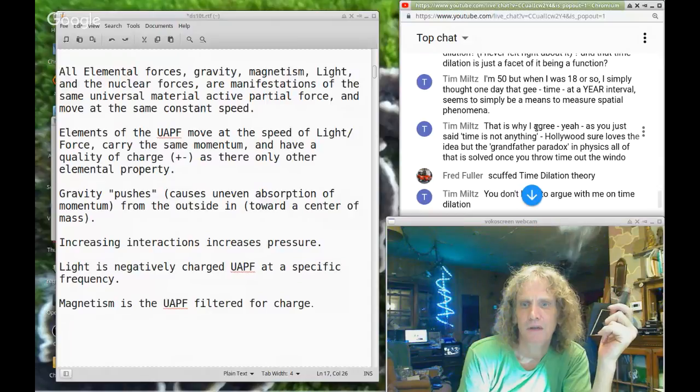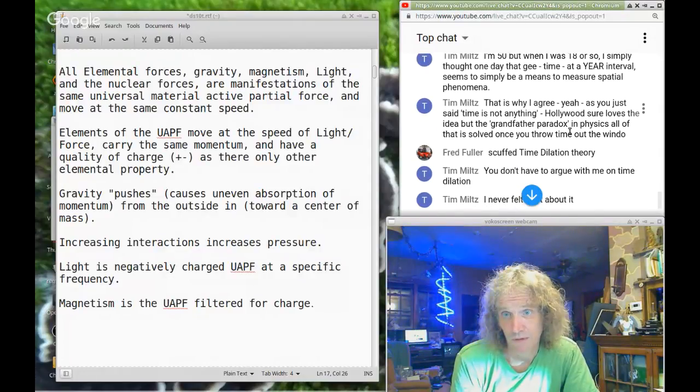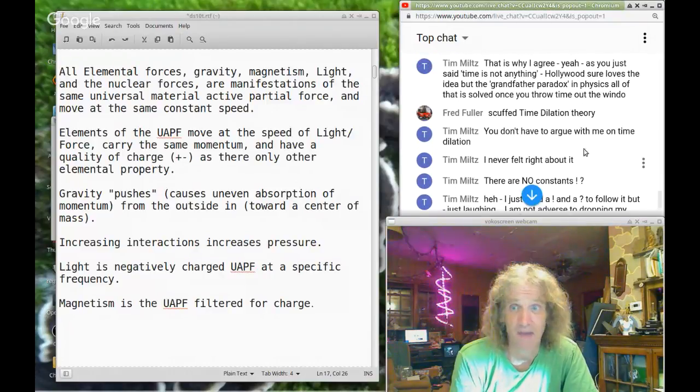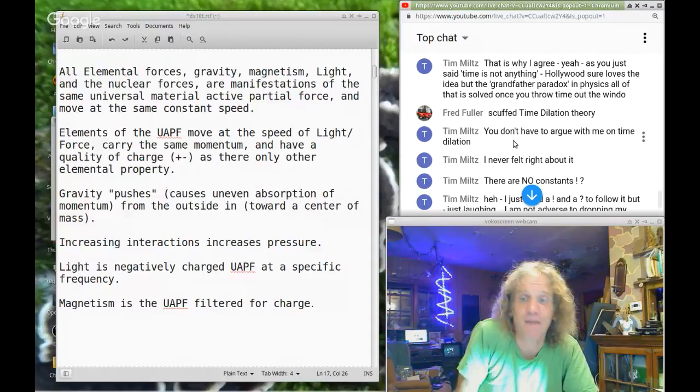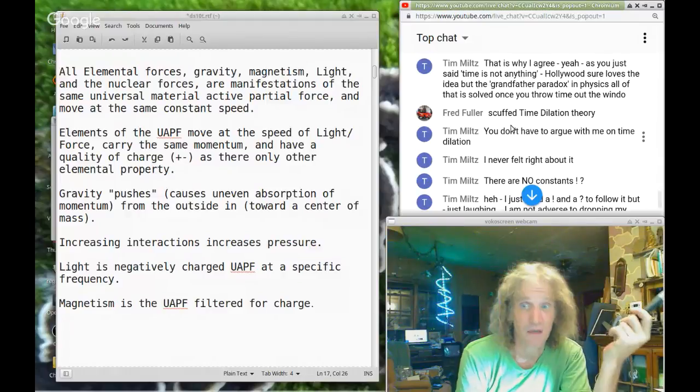Stuffed time dilation theory, whatever. You don't have to agree with me on time dilation. Well, it doesn't matter. I already know I don't have to. I don't need you to tell me. Why would I agree with anyone who disagrees? I think anyone who thinks time is something is being irrational, because there isn't any evidence of time being warped anywhere. There's just evidence of clocks not working very well.